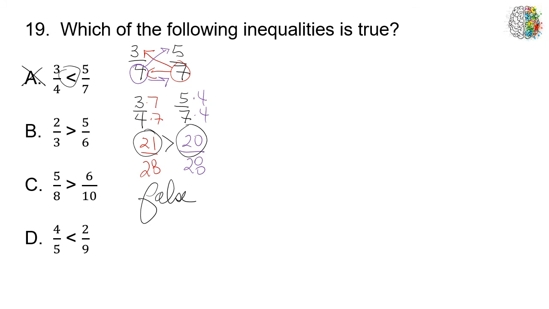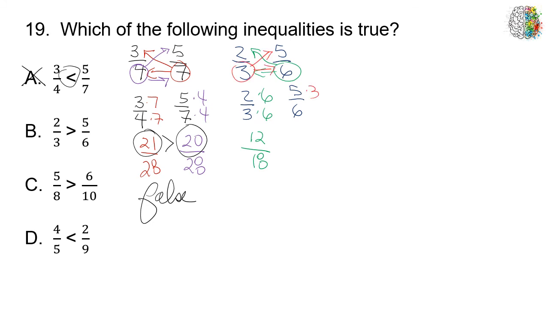So now let's do the next one. The next one says 2/3 is greater than 5/6. I'm going to do the same thing. I'm going to write down my first fraction, and I'm going to multiply the top and the bottom by the opposite denominator. And then I'm going to do the same thing for the second fraction. I'm going to write that down, and multiply the top and the bottom by the opposite denominator. Now that I have the denominators the same, I compare the numerators. And I see once again that my inequality sign is facing the wrong direction, so that makes B false.